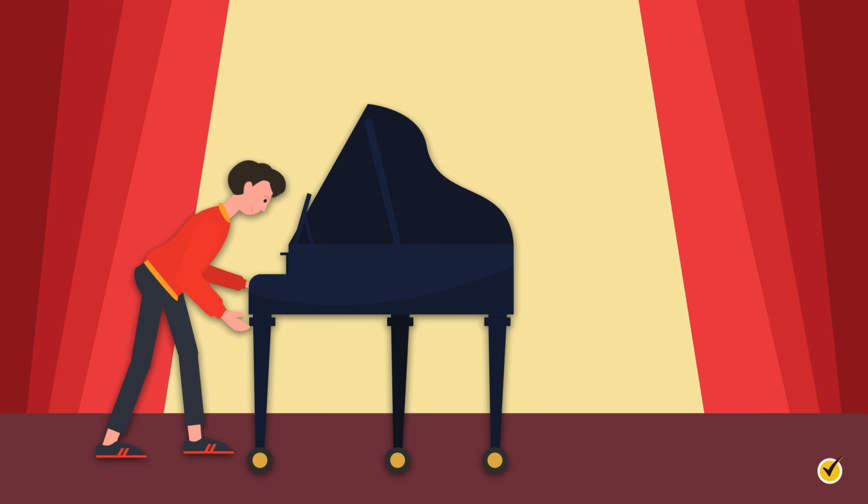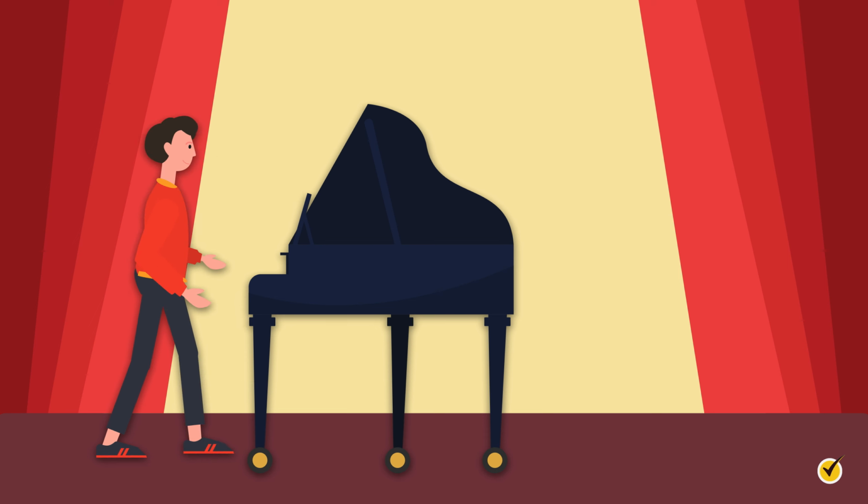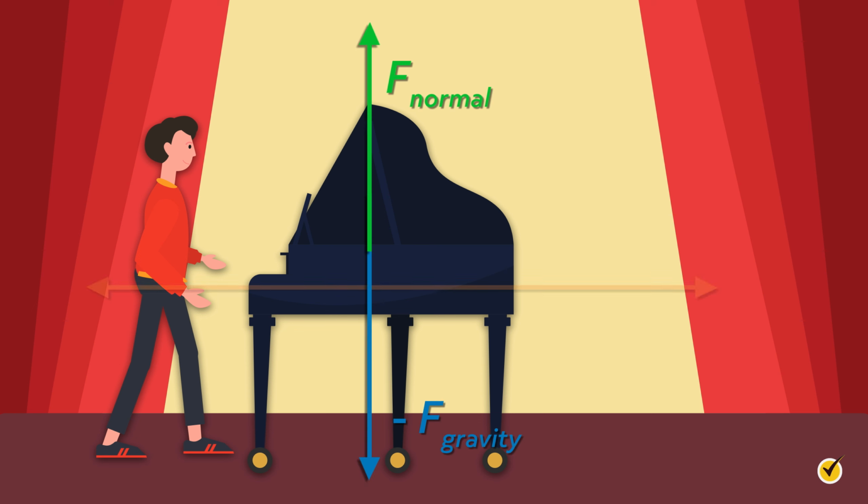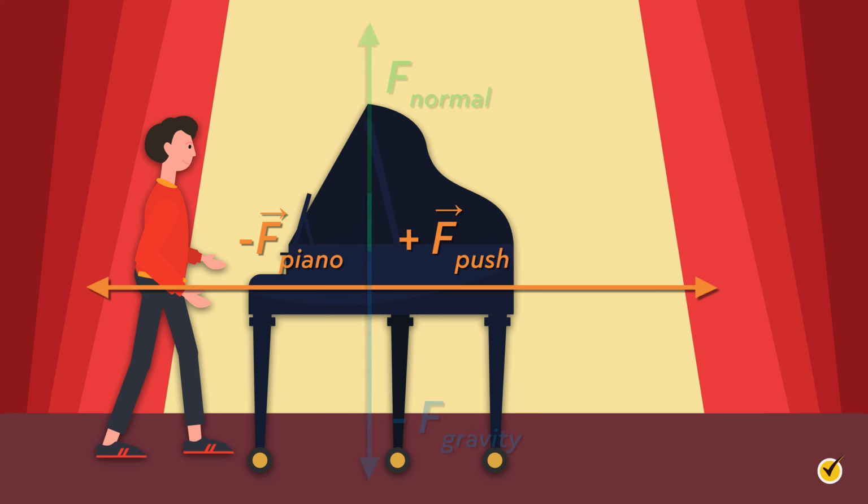In this example, we are interested in the moment when the person pushes the piano with just enough force to get it moving. Let's set up the situation in which the first law holds, that is, the situation of translational equilibrium. The forces in the y direction, as we have seen, are the force of gravity downward and the force of the floor pushing up. In the x direction, we have the push force of the person in the positive x direction and the force of the piano pushing back in the negative x direction.